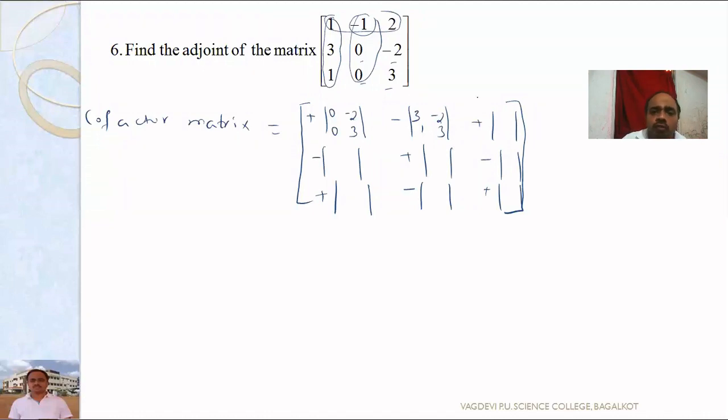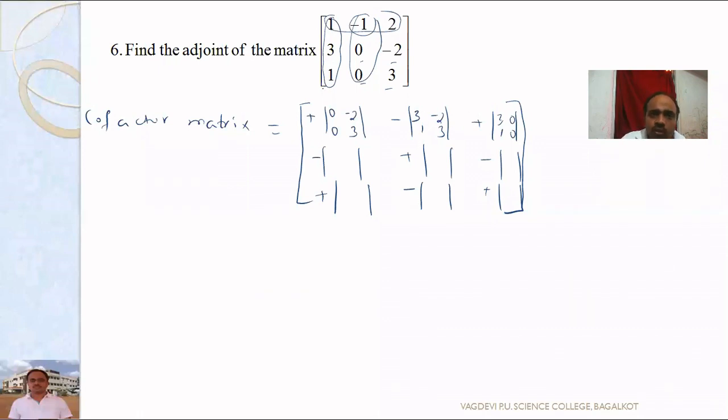Next number, cofactor of 2. Plus is the sign, and if you delete that row, first row and last third column, 3 0 1 0. Very good. You have to practice. There is no shortcut for practice, and this is the easiest question. Just delete the row and column. It's very simple. No formula, no trigonometry, nothing. It's simply writing the numbers, multiplying them, subtracting them. It's all about simple calculation with numbers. So no formula is there.